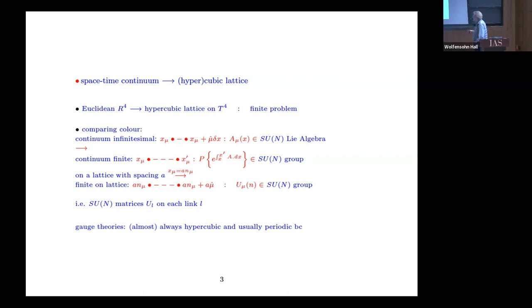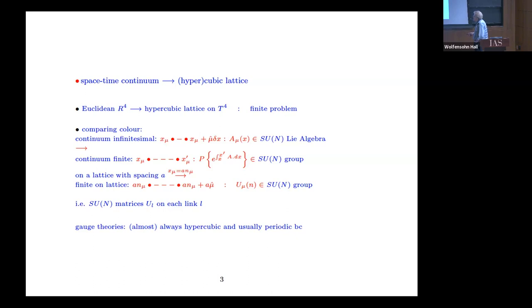I will label the points by x, which is the normal continuous-valued label, but actually the values it takes are the lattice spacing times an integer. Okay, so what we have in our theory is a hypercubic lattice, and we have SU(N) matrices, U_l, which I label on each link l, which is the way I will label this. I will have other labels for it later on, whenever they're more convenient.